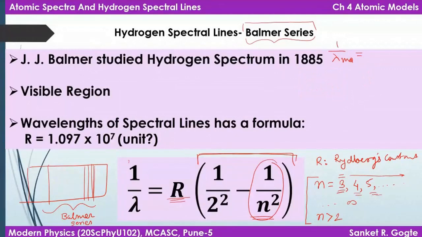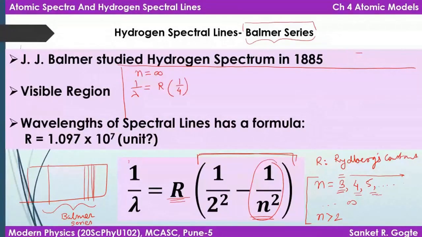Okay, let's say it is infinity. Let's plug in; I'll do my work in this box. Let's consider n equal to infinity, as you're saying. So what is 1 by lambda? It is now equal to R into 1 by 4. So what is lambda then? Lambda is equal to 4 by R. Is it fine? This is obtained when I consider n equal to infinity. Is everyone okay with this?